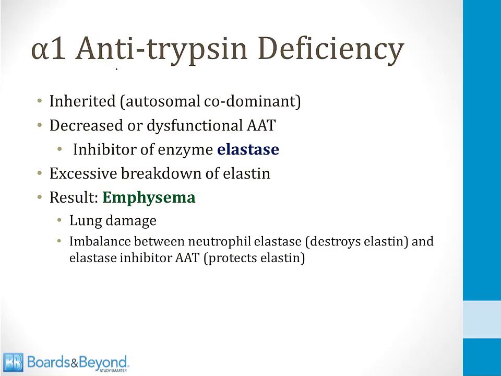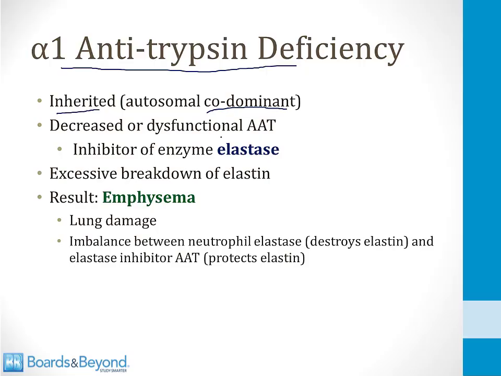There are a couple of disorders related to elastin that you should be familiar with. The first one is alpha-1 antitrypsin deficiency. I discussed this condition in detail in the obstructive lung disease video in the pulmonary section. I'll just briefly review it here. It's a genetic disorder inherited in an autosomal co-dominant fashion. It's co-dominant, meaning that both alleles for alpha-1 antitrypsin contribute to the phenotype.